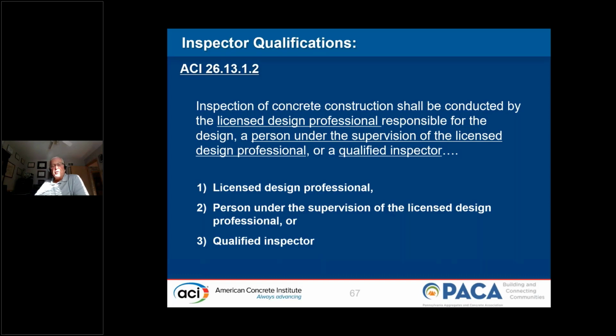So the inspector qualifications are spelled out quite explicitly in ACI 318. It says it has to be the licensed design professional or somebody working under their direct supervision, or it has to be a qualified inspector.